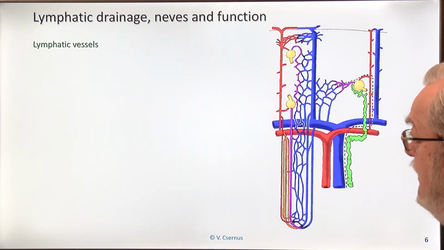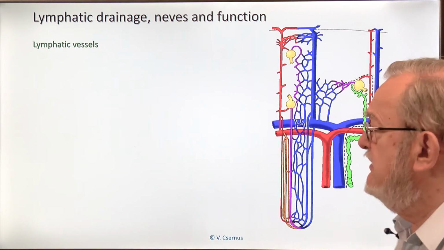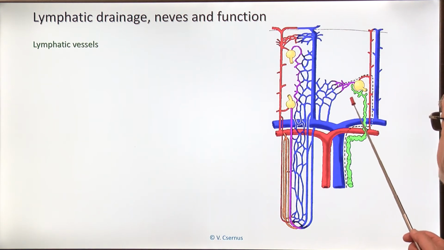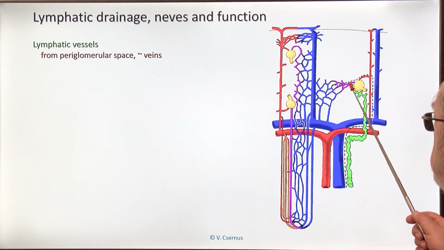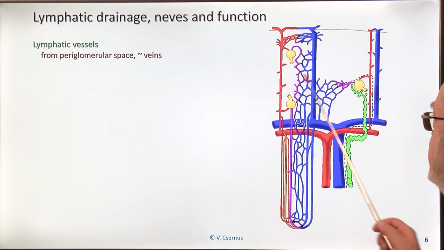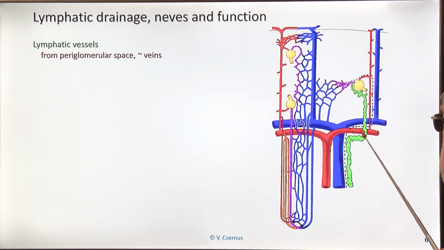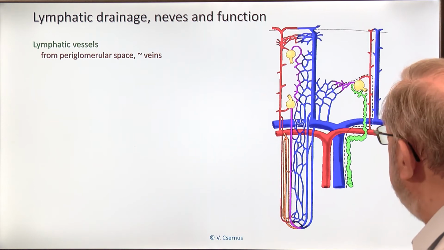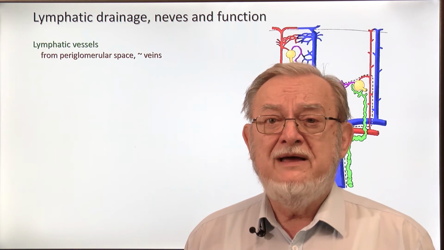Lymphatic drainage. Practically every organ has lymphatic drainage. Maybe the brain is the only exception, and the kidney also does have it. Most lymph is produced around the Malpighian corpuscle. So in the periglomerular space, the majority of the lymph is produced, and the lymphatic vessels will conduct this lymph all the way to the lymph nodes. As you know, the lymphatic vessels always run parallel with the nearby veins.